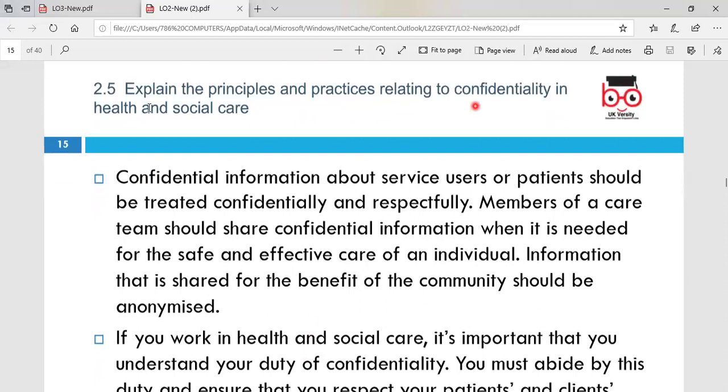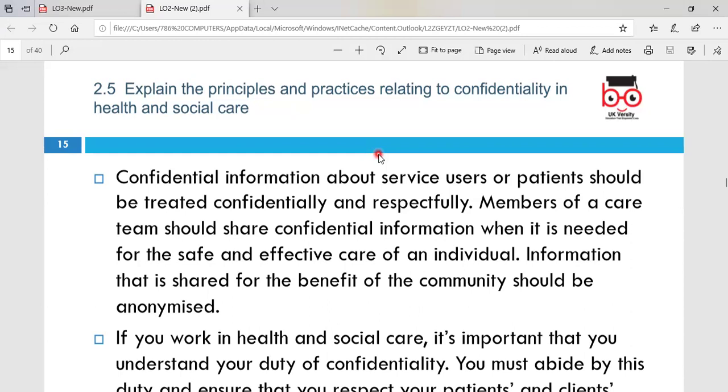So here we explain the principles and practices that relate to confidentiality in health and social care. Confidentiality, as I said, concerns information about service users or patients, and it needs to be treated confidentially and respectfully. Members of a care team have a responsibility to share confidential information when it is needed, basically for the safety and effective care of an individual. So it should be in the best interest of that patient. And information that is shared for the benefit of the community should be anonymized.